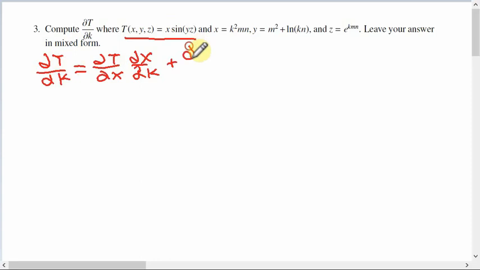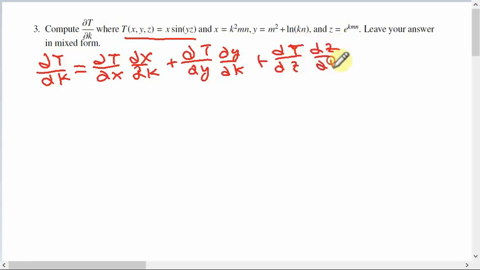Add to that the partial of t with respect to the next variable I see, which is y, and then multiply by the partial of y with respect to k. And then the next one I run into is z, so I'll take the partial of t with respect to z, and then the partial of z with respect to k. So I've got those 6 partial derivatives to take.